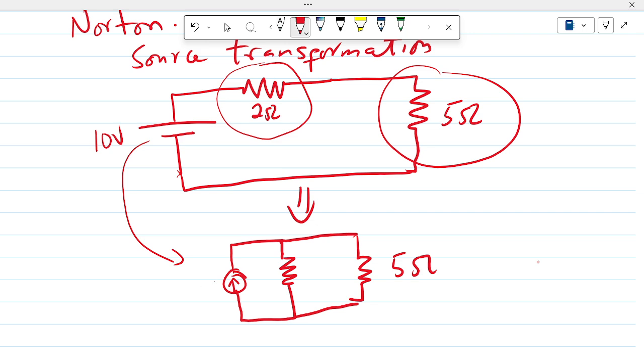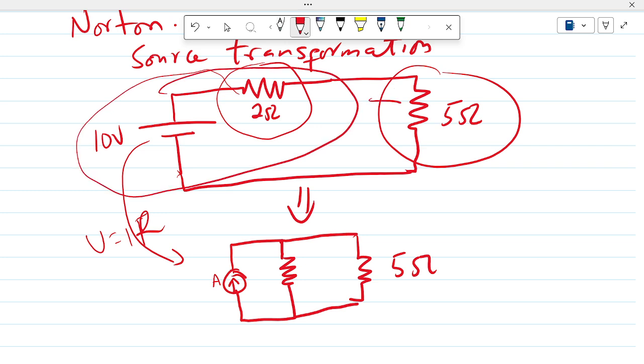I just need to find the value of this current, and the value of that current is going to be Ohm's law, V is equal to IR, between these two, just the two of them. Forget about this guy for now. So that's going to be 5 amperes, and this guy remains 2 ohms.